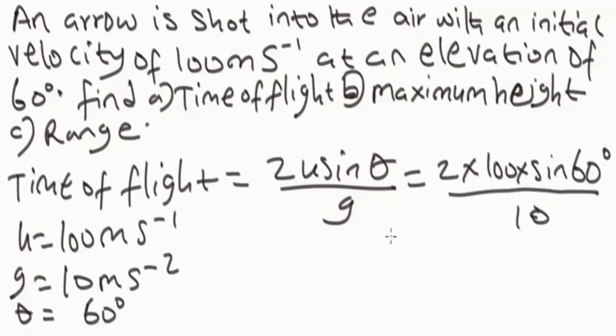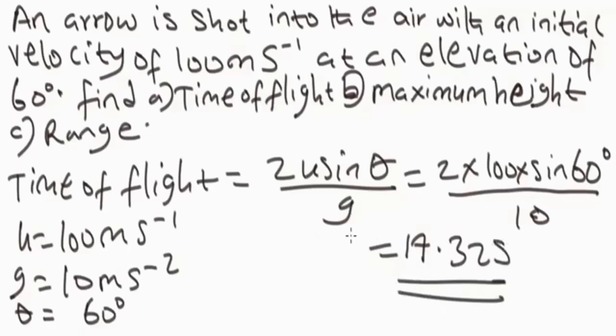So let me punch this into my calculator and get the answer. Okay, so I have it to be 17.32 seconds if you are leaving it to 2 decimal places. So this will be the time of flight. Alright, so let's write this and solve for maximum height.